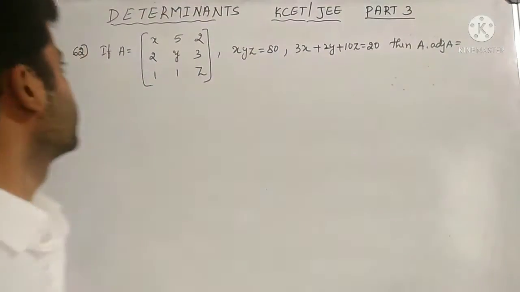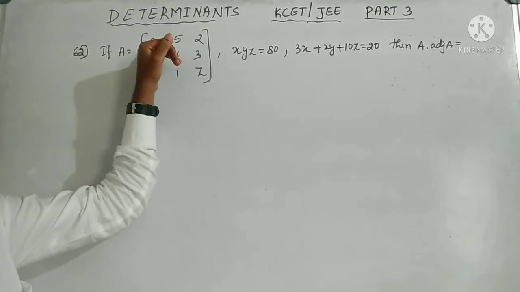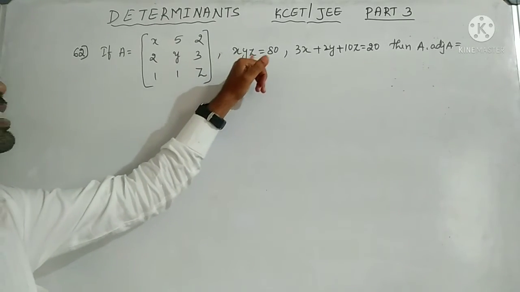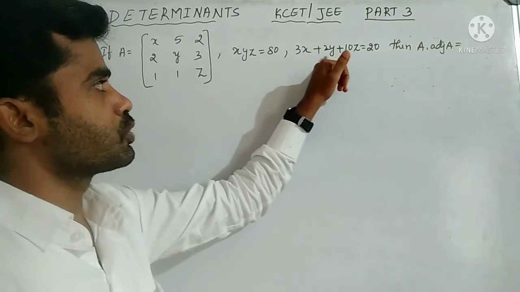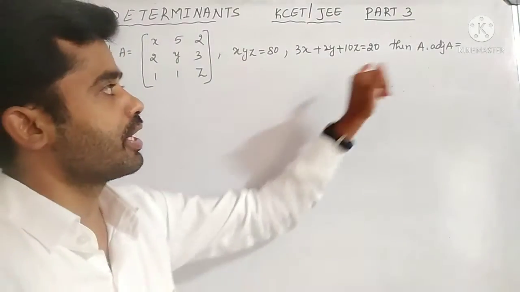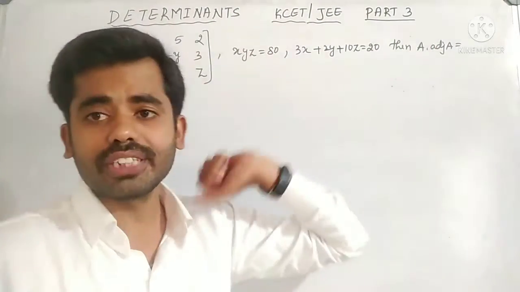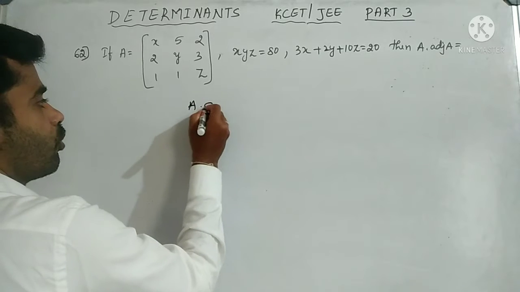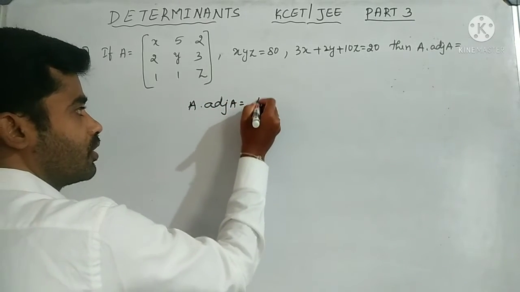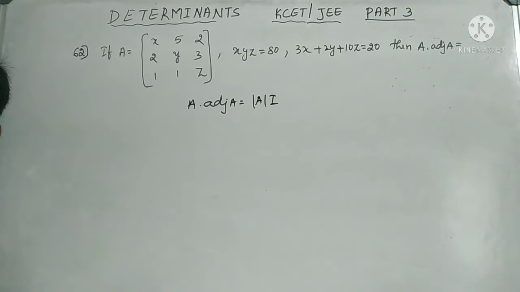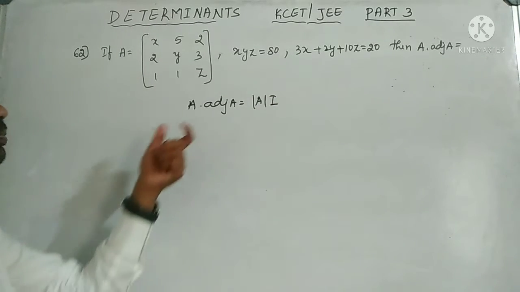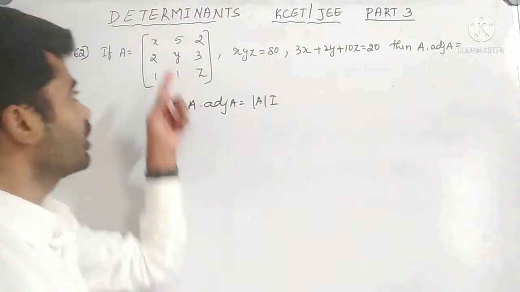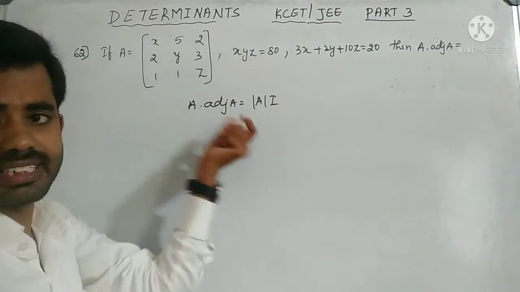Next one is that if A is equal to the matrix [x 5 2; 2 y 3; 1 1 z], where xyz is equal to 80 and 3x + 2y + 10z is equal to 20, then what is the value of A times adjoint of A? One thing you should remember: A times adjoint of A is equal to determinant of A times I. This you should remember, then only it is possible to find. Here I means the identity matrix of order 3 cross 3, because it is the same order as A.